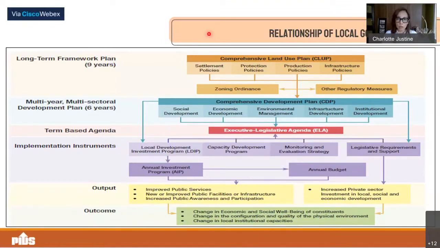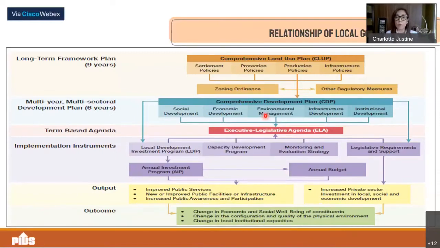But for the benefit of the others here, there are several plans that local governments are mandated to draft. The longest term of which would be the long-term framework plan, also known as the comprehensive land use plan. This one has a validity of 9 years. Now from this, ideally, would come the multi-year, multi-sectoral development plan, which would be valid for 6 years, known as the comprehensive development plan, or the CDP.